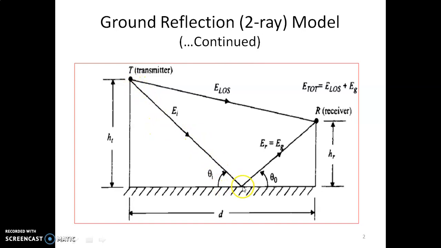It reaches the ground, gets reflected, propagates, and reaches the receiver. This component is represented as EI. This is the direction of propagation of the signal, and this is your incident component. ER is the reflected component, or the ground electric field component in the ground wave, we can say. So what is the total electric field at the receiver? E total is equal to ELOS, that is the line of sight signal, plus your reflected signal.